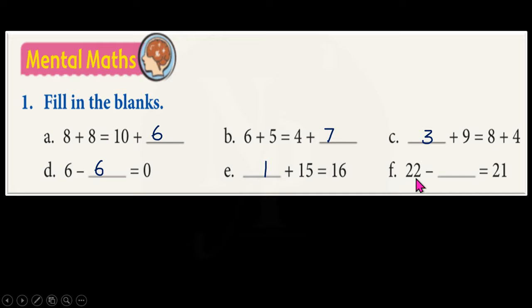F, 22 minus dash is equal to 21. So on subtracting 1 from 22, we get 21 as difference. Therefore, we should write 1 in this blank space. 22 minus 1 is equal to 21.